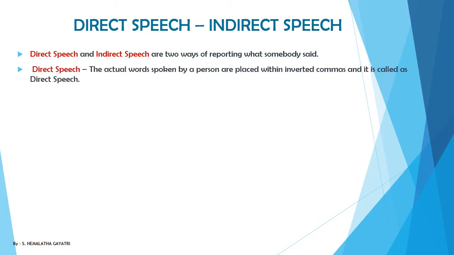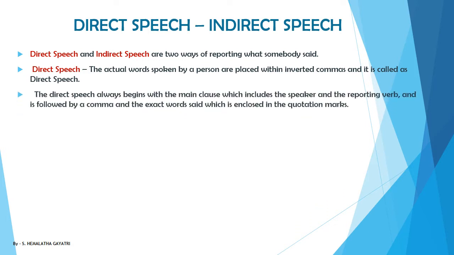It's the exact and actual words spoken by a person, which are placed within inverted commas, that is called direct speech. And how do we remember and recognize this direct speech? It always begins with a main clause which includes the speaker and a reporting verb. Okay, and it is always followed by a comma and the exact words of the speaker, which are enclosed in quotation marks. So this is how you can identify a direct speech.